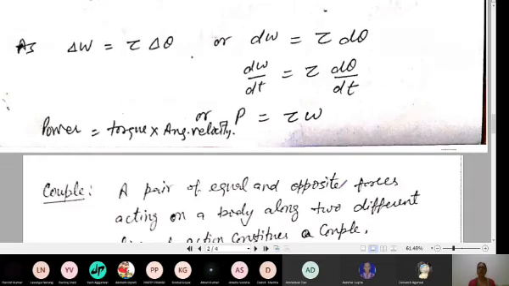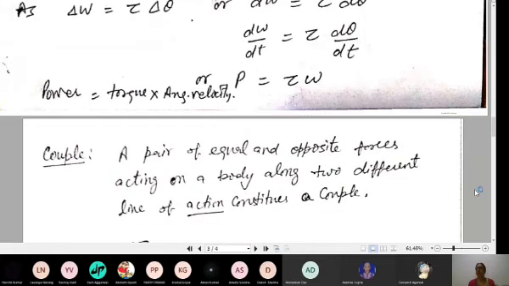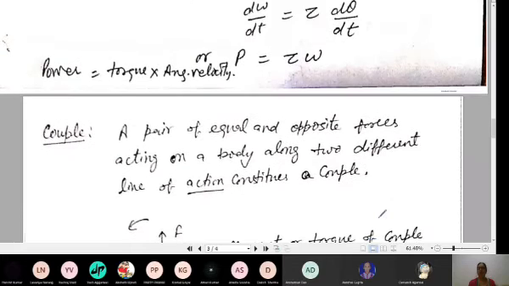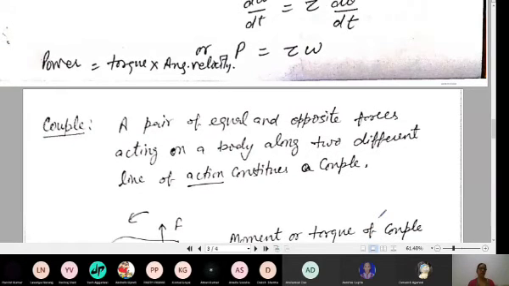A new term which you are using otherwise in day-to-day life many times is a couple. Like you are using a couple to open the cap of this bottle. I'm applying the force by two fingers. It is not easy to open it with a single finger. Even when you simply open the cap of your pen, then also you are applying a couple. So two equal and opposite forces are to be applied.